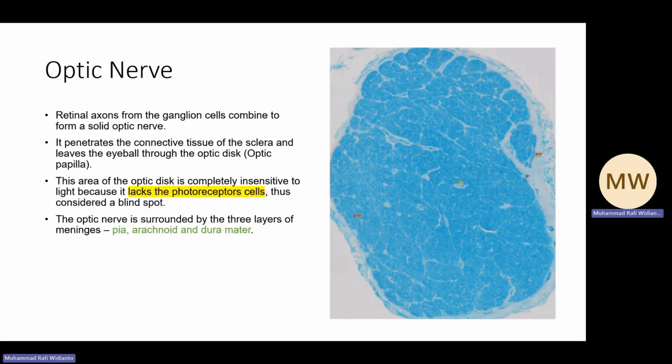And then over here, it's talking about the optic nerve. And on the right, you can see that the slide is stained in luxol blue. Again, luxol blue highlights the myelin present in the nerve. And for histological purposes, you need to know that it's covered by three layers of meninges, which are the pia, arachnoid, and the dura mater.